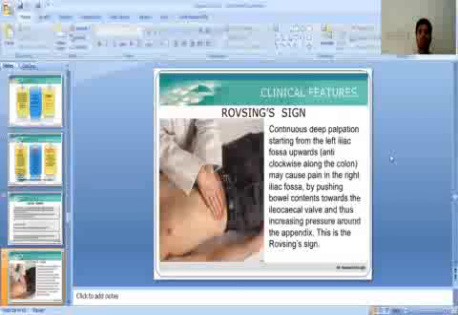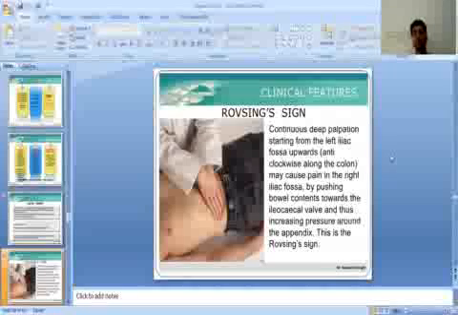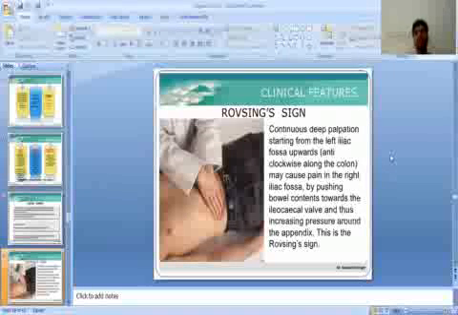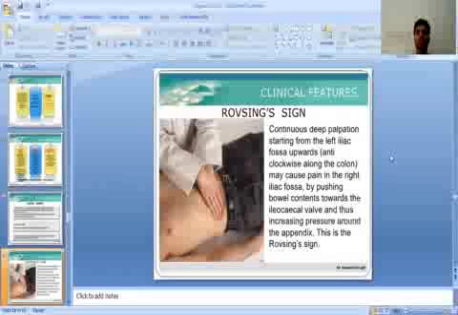What is Rovsing's sign? Continuous deep palpation, starting from the left iliac fossa upwards and anticlockwise along the colon, may cause pain in the right iliac fossa, pushing bowel contents toward the ileocecal valve and thus increasing pressure around the appendix. This is Rovsing's sign.